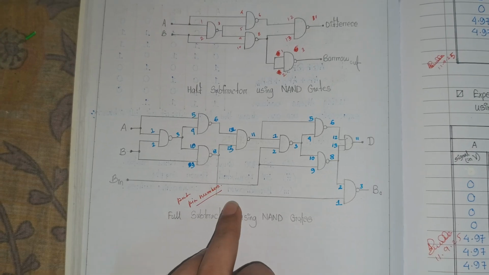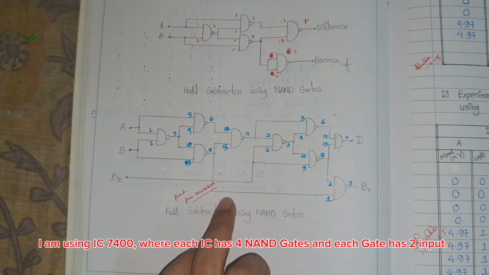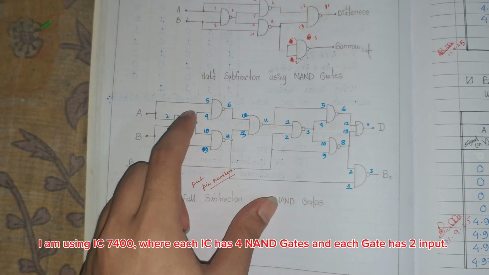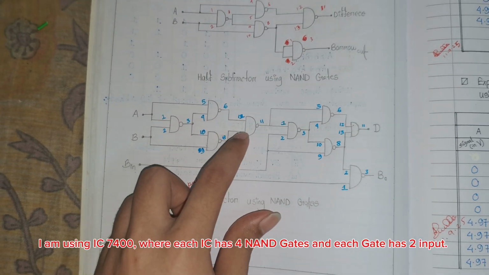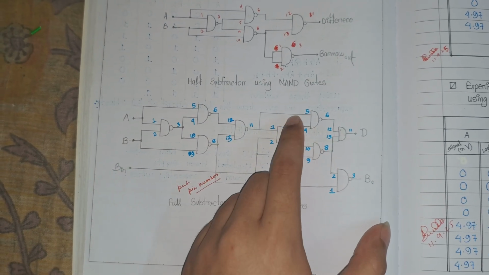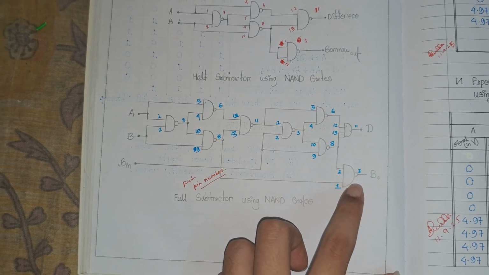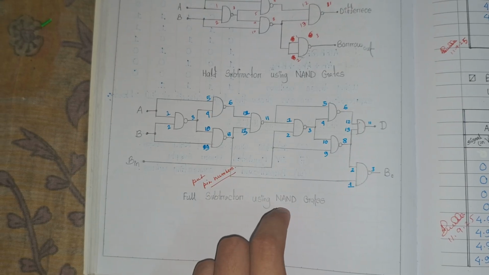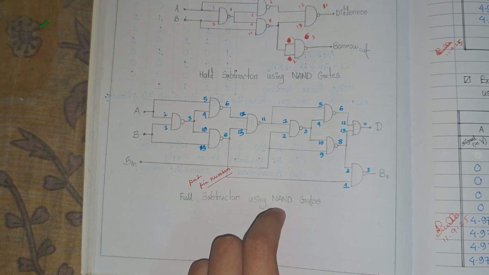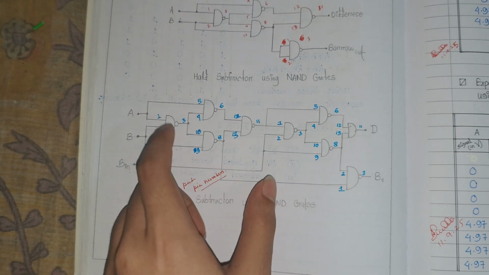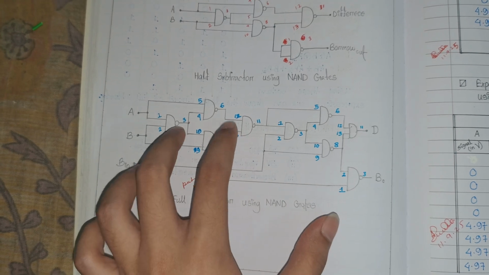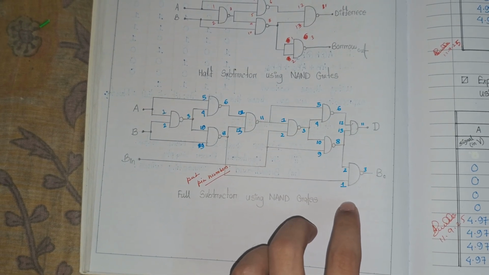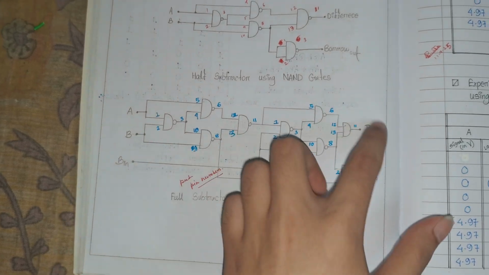So this is the circuit schematic of a full subtractor using NAND gates. There are total 9 NAND gates. These are the 4 NAND gates of the IC1. These are the 4 NAND gates of the IC2, and this particular NAND gate is from IC3. All of the ICs are IC7400, which is a 2 input quad NAND gate. So each IC has 4 NAND gates in total. So 4 in one IC, another 4 in another IC, and for this one I need to use an extra IC. So this is the total circuit schematic.